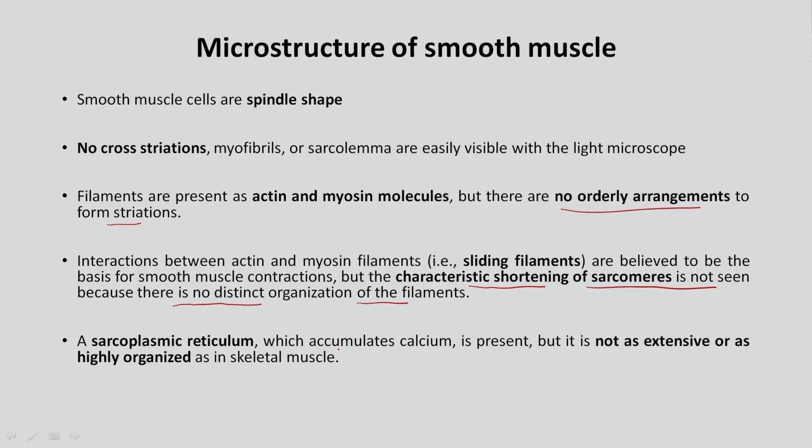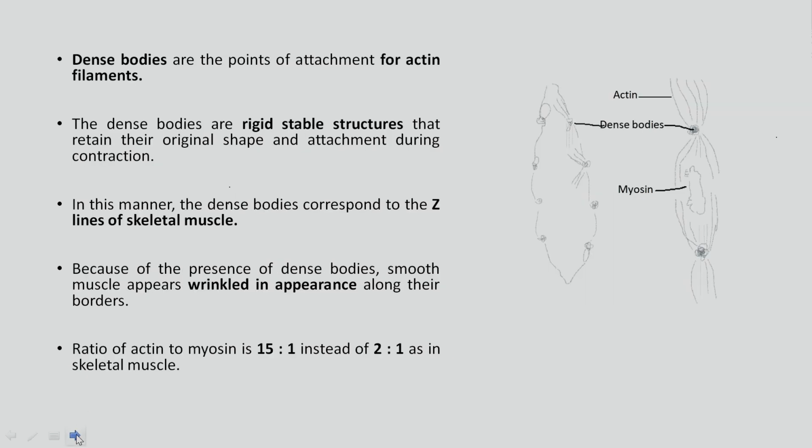A sarcoplasmic reticulum which accumulates calcium is present, but not as extensive or highly organized as in the case of the skeletal muscles. A very peculiar property of the smooth muscle is that it has dense bodies. Dense bodies are a point of attachment for the actin filament.